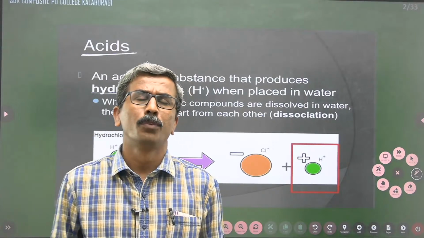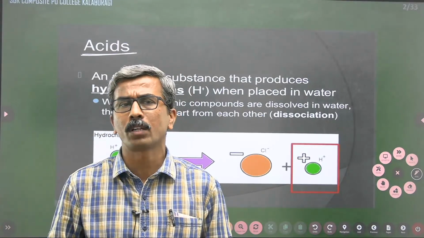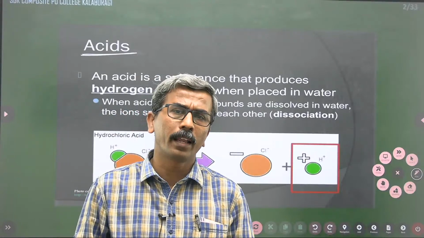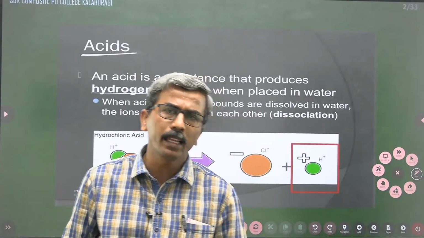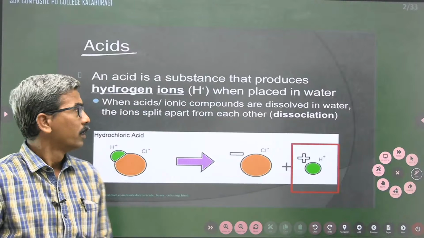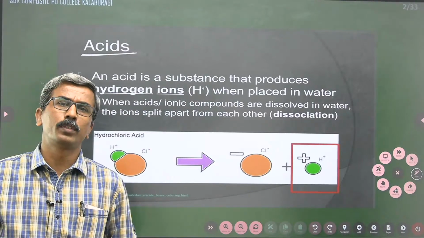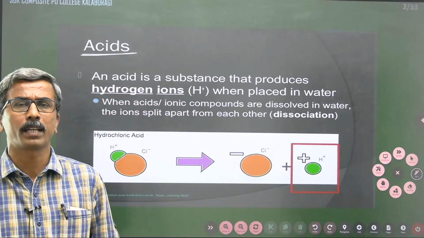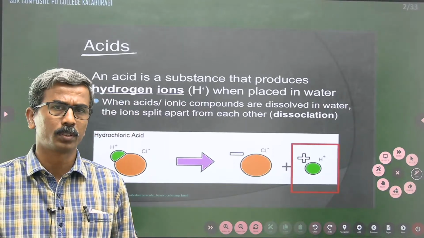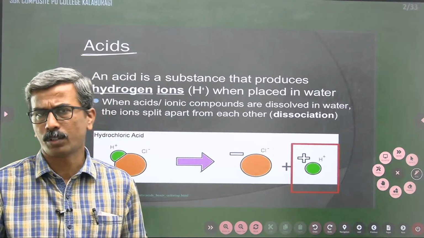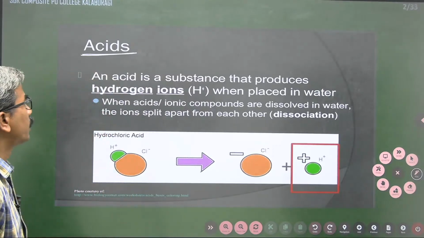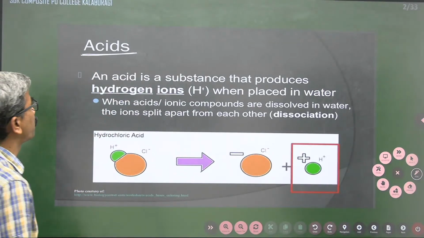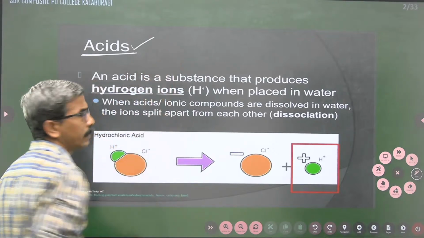This is the approach given by the scientist called Arrhenius. According to Arrhenius, when you take any chemical substance and add water to it, if it has the capacity to produce H plus ions in the solution, then such substances we are going to call acids.